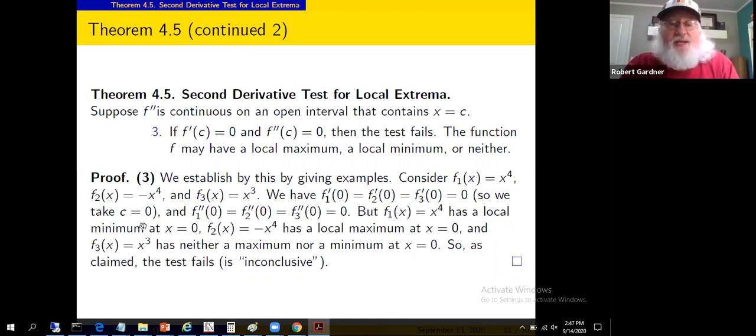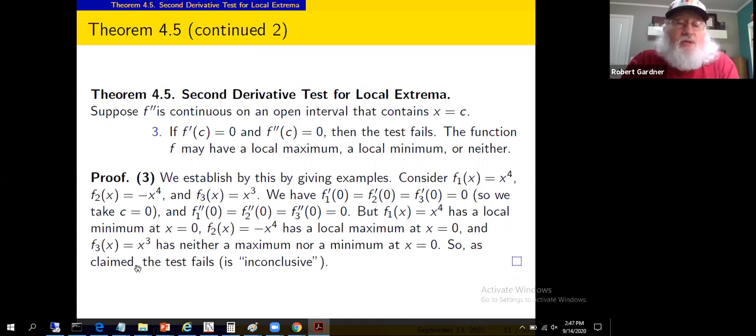If we take the second derivative, each of those involves some multiple of x. This one's 3x squared, this one's negative 3x squared, and this one's 6x. They all involve x, a multiple of x, or a power of x. You plug in 0, you get out 0 for those as well. So these three functions satisfy both of these conditions, but they behave in different ways.